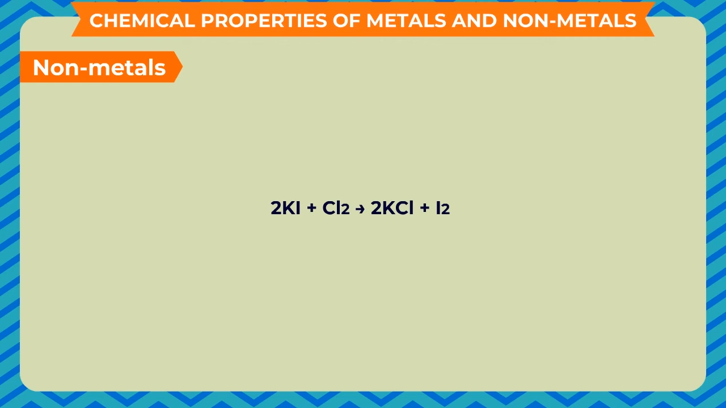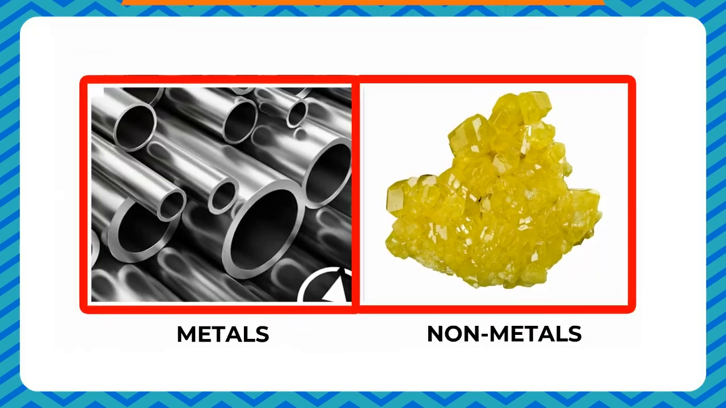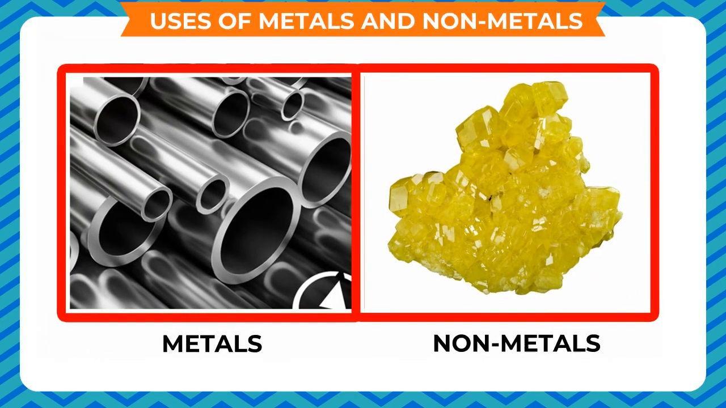2KI plus Cl2 gives 2KCl plus I2. Potassium iodide plus chlorine gives potassium chloride plus iodine. Uses of metals and nonmetals.